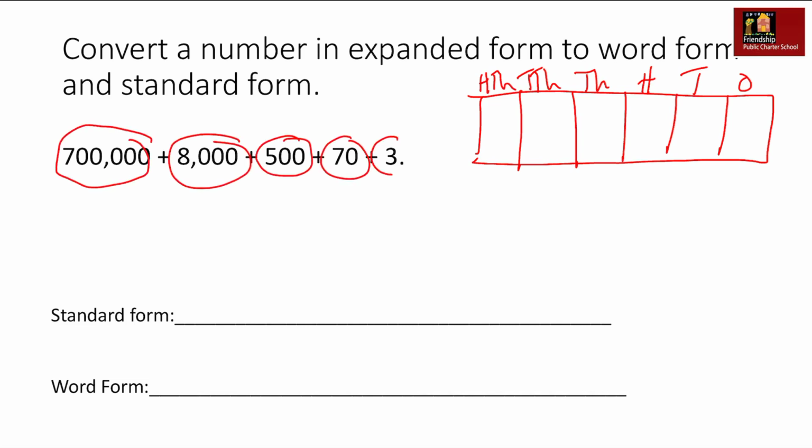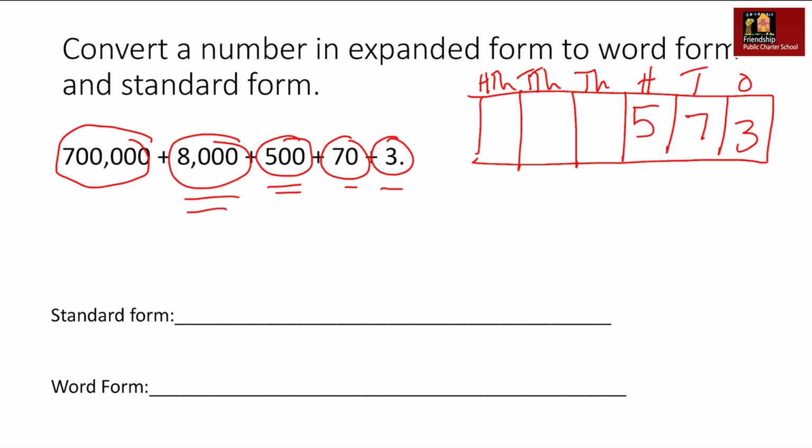So the first one I'm going to look at is 3. Well, 3 must be 3 ones. So I put the 3 in the ones place. 70. Well, how could we get to 70? Well, that's skip counting by 10. So how many tens do I need to get to 70? Well, I need 7 tens. Okay, my next one is hundreds. Well, how many hundreds do we have? We have 500, so I can put 5 in the hundreds place value.